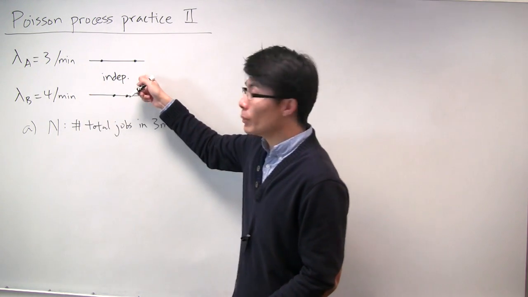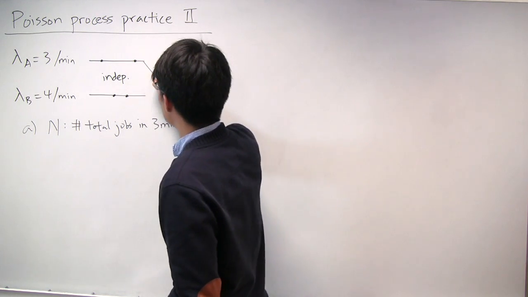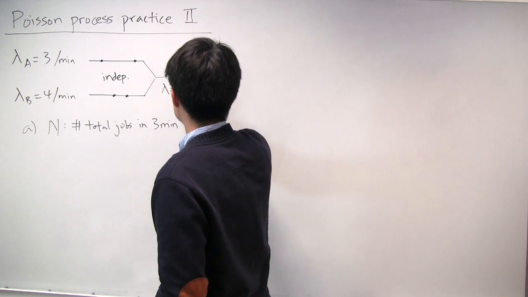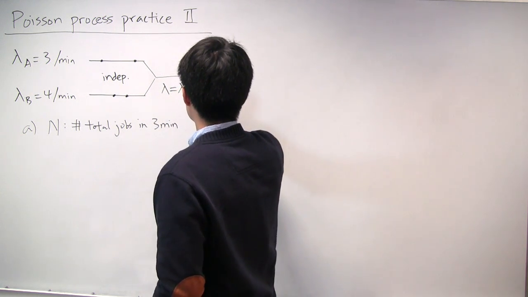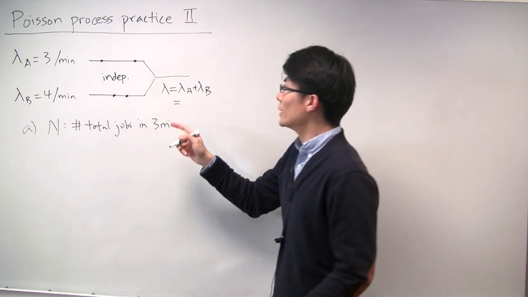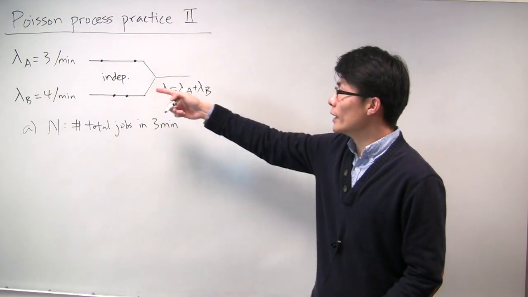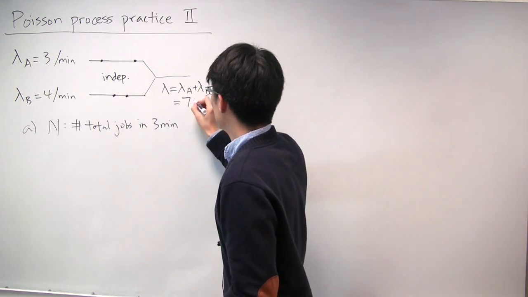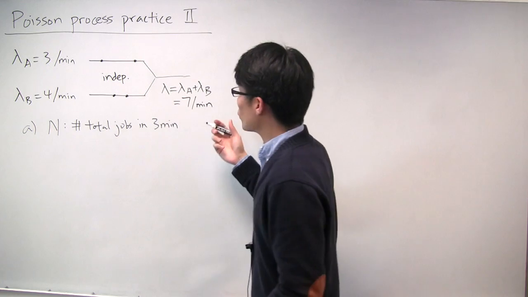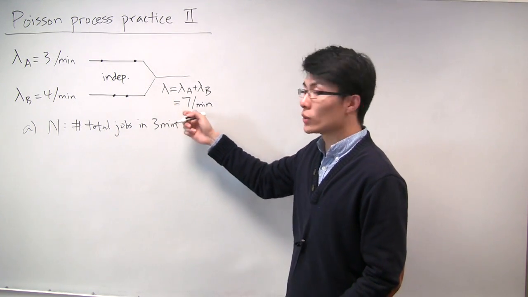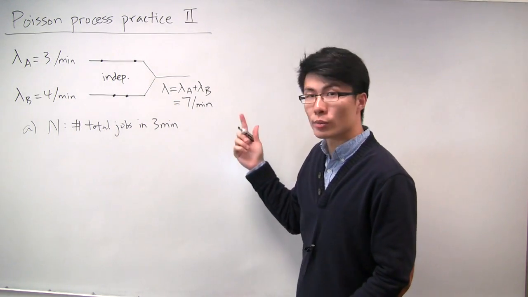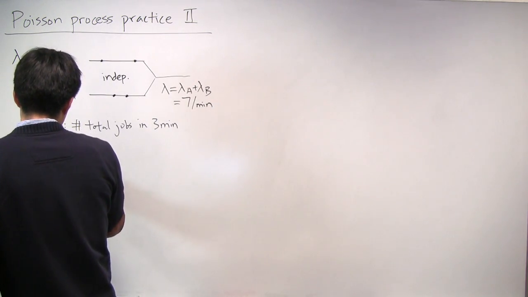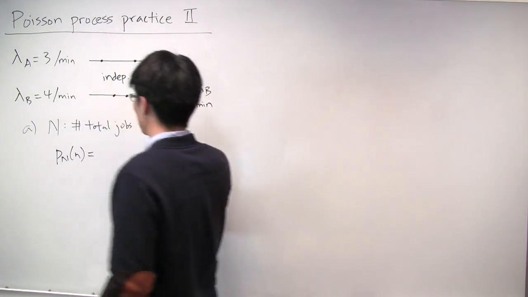But because they're independent, what we can do first is merge these two processes. And what we'll get is a merge process with a rate lambda that's equal to the sum of the two individual rates, lambda A and lambda B. So total jobs arrive at a rate lambda equal to 7 jobs per minute in this merge process. Now what we can do is apply the Poisson distribution to this merge process.